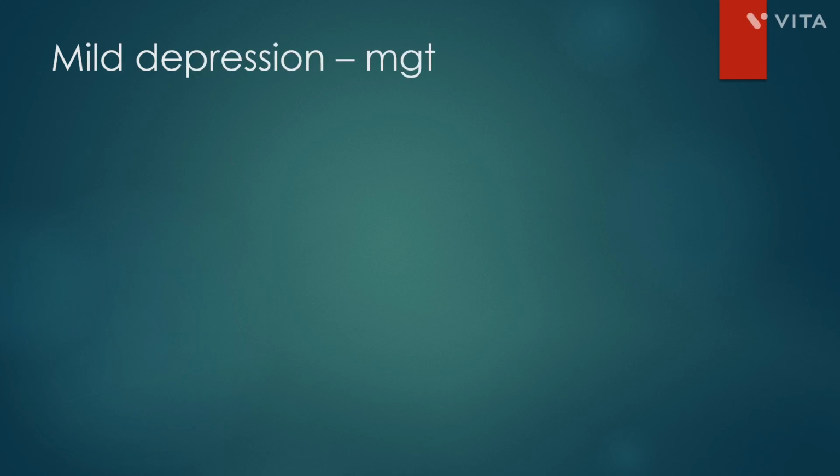Now, mild depression, what is the management? It's cognitive behavioral therapy initially. In depression especially, the first line is SSRI, but you never give SSRI and MAO inhibitor together. You have to stop SSRI if you are switching to MAO inhibitor.